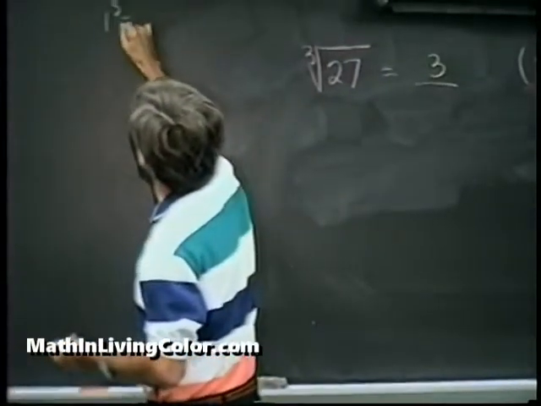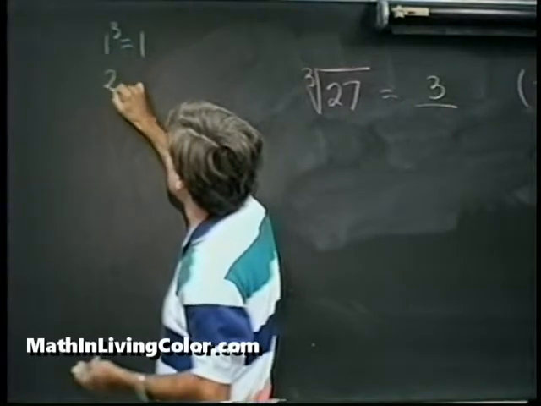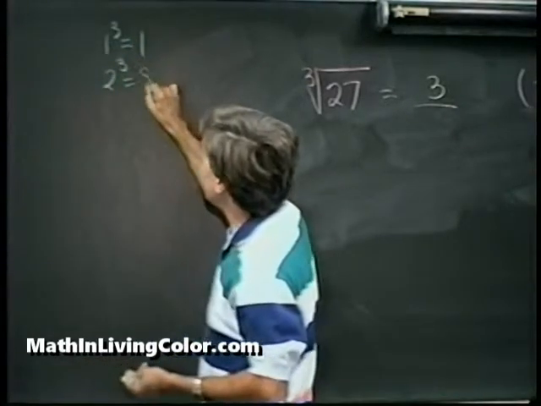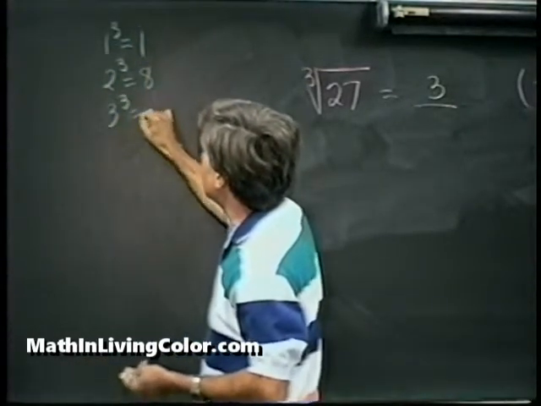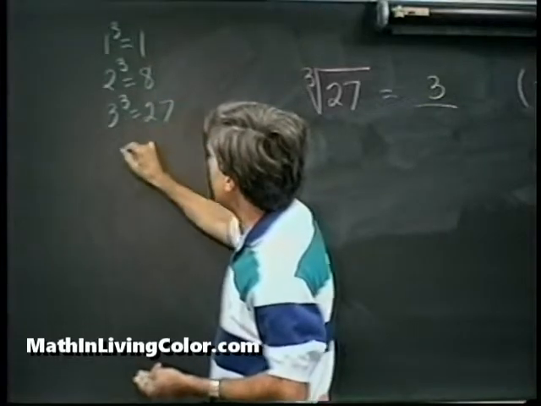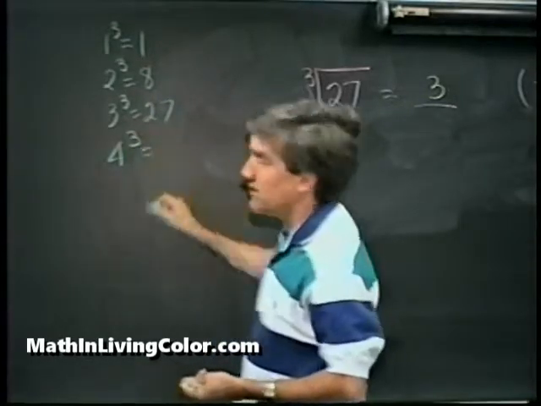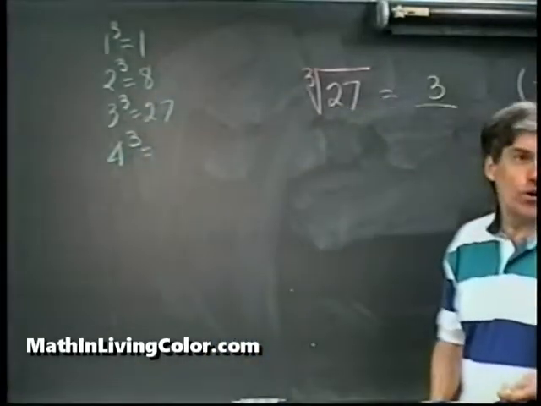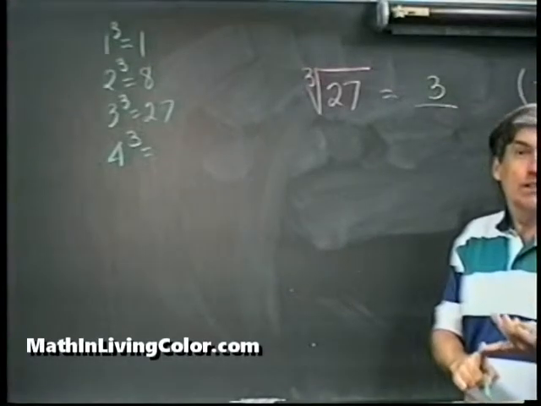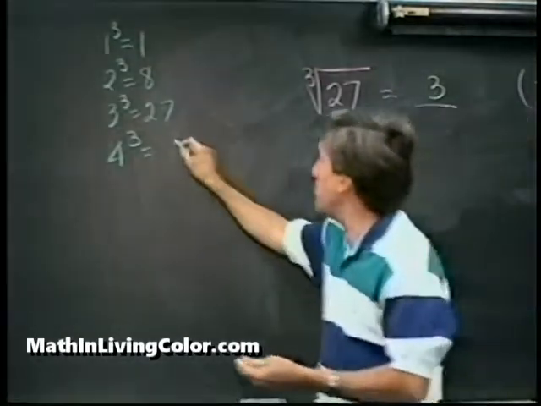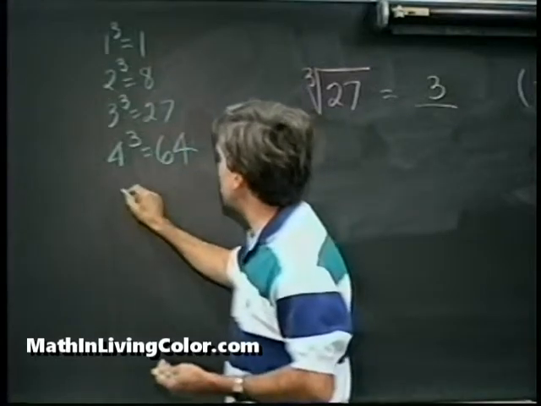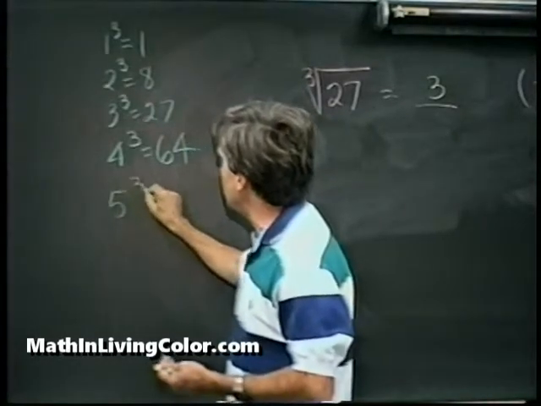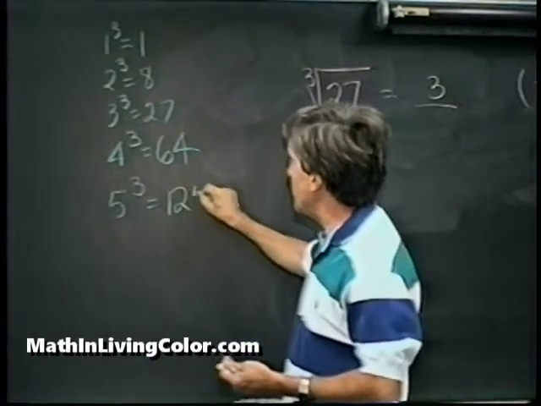1 cubed would be 1. 2 cubed would be 8. 3 cubed would be 27. 4 cubed, now that'll slow you down a little bit, won't it? 4 times 4 times 4 would be 64. Good. And then 5 cubed would be 125.